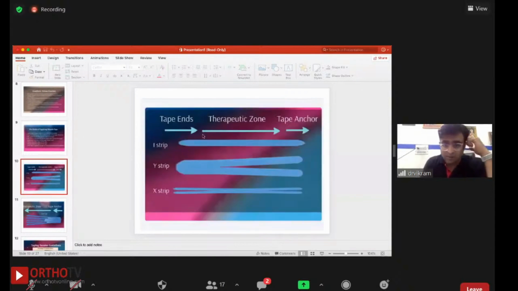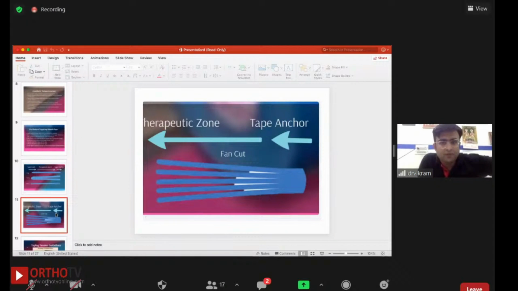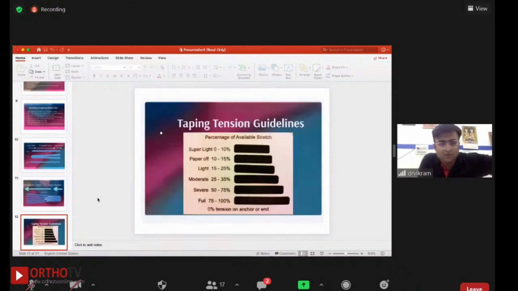There are various tape ends. This is the therapeutic zone. This is tape and this is the tape anchor. Y strip, X strip, these are the types of tapes, and how we do it. I'll tell you what the Y strip and I strip are further on. This is the therapeutic zone, this is the tape anchor. This one is your tape anchor. This is for edema, the fan cut.